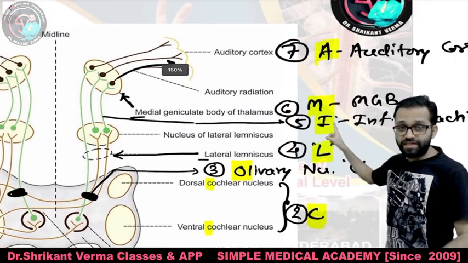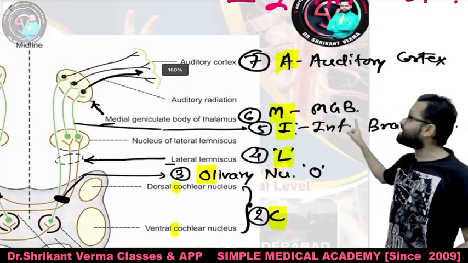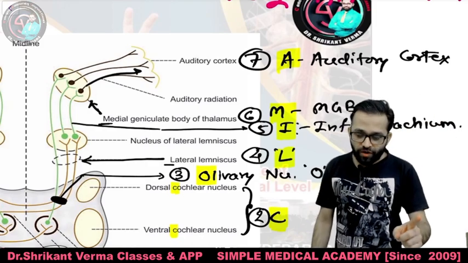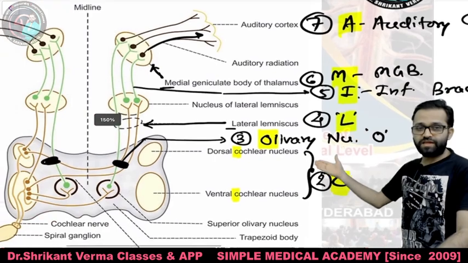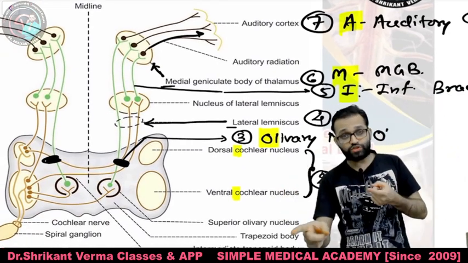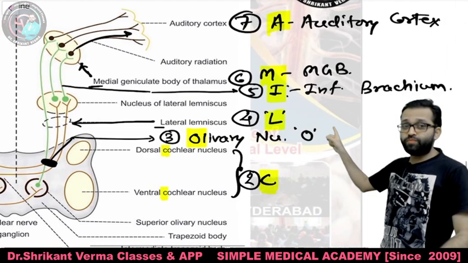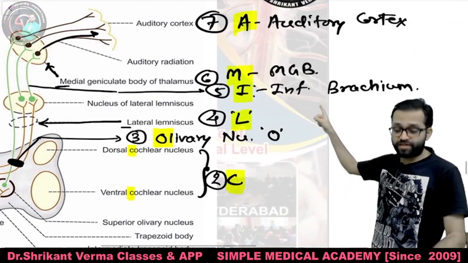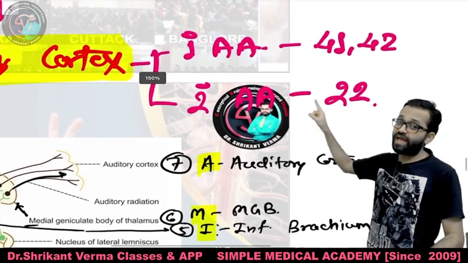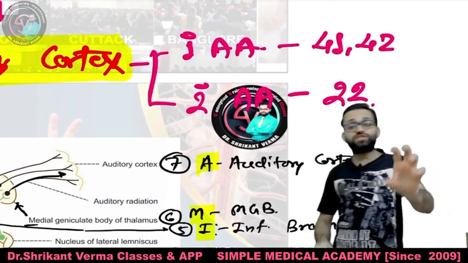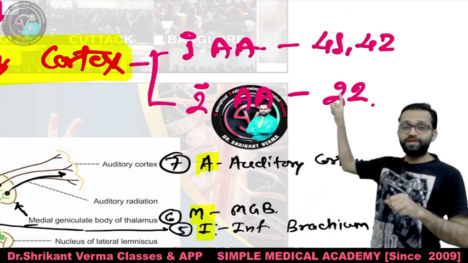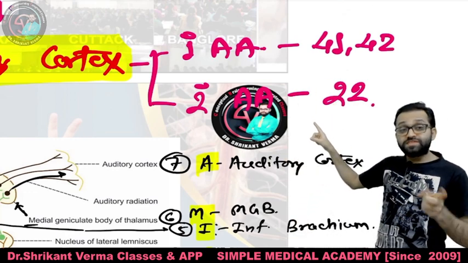Okay, and then inferior brachium is attached with the medial geniculate body. Many times asked question: medial geniculate body is related with our hearing pathway, while the lateral geniculate body is related with our visual pathway. Now this medial geniculate body is carrying the impulse to the auditory cortex, that is our area number 41, 42, which is carrying the impulse to the area number 22, which is the audio psychic area. So this is the auditory area, and this is our secondary auditory area.